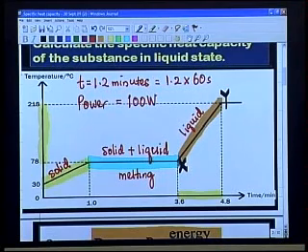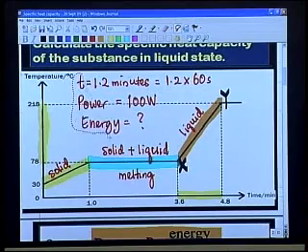Now I want to calculate the energy supplied by the heater. So I'm going to make use of these three values.